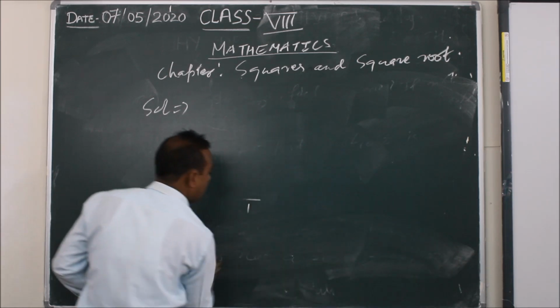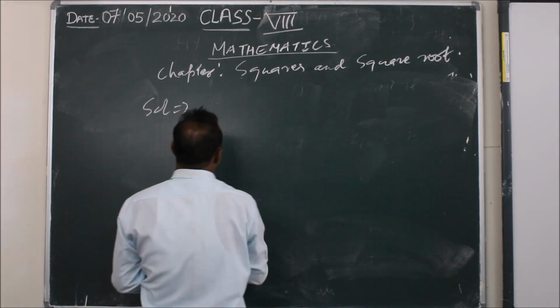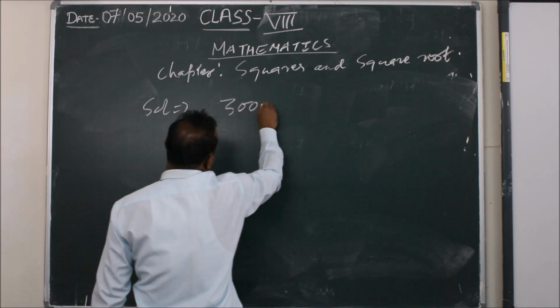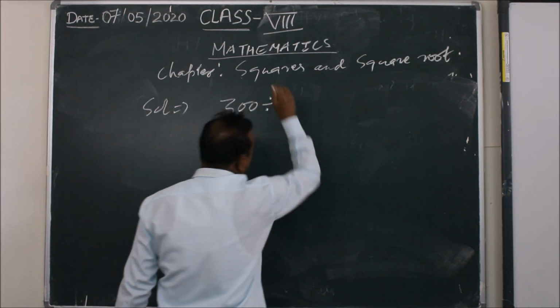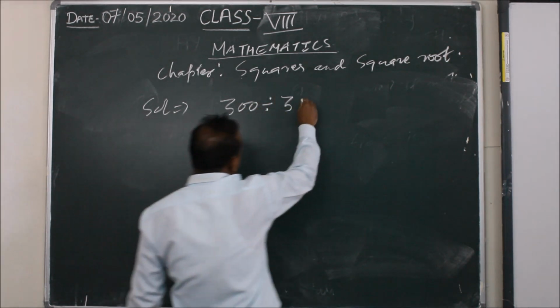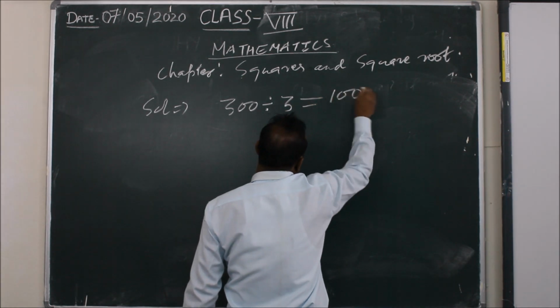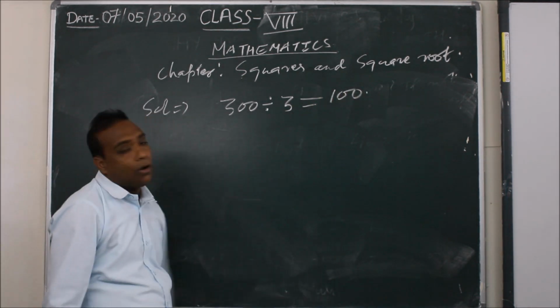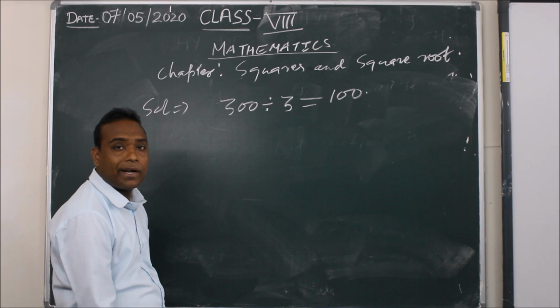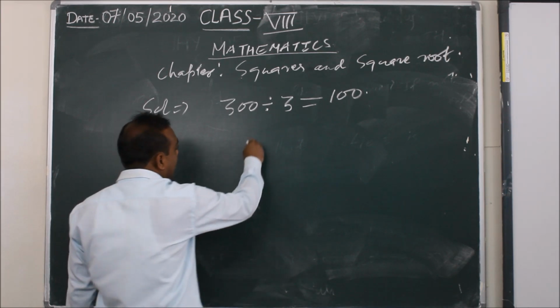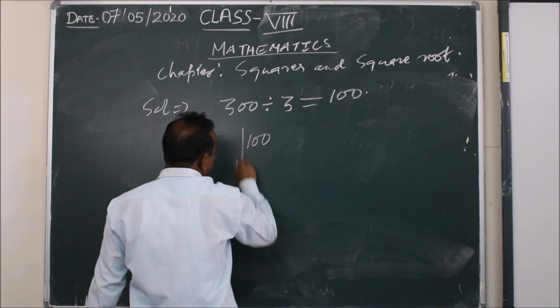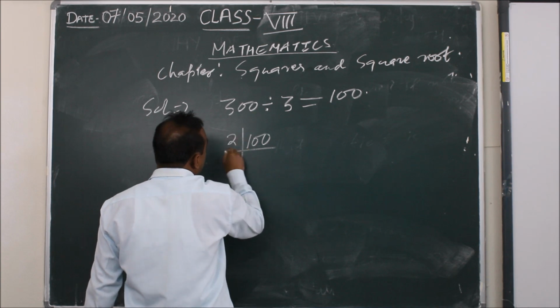Now we got 3 here. So you have to divide this 300 by 3. When you divide it, you will get 100, since 3 into 100 is 300. Now you have to check whether this 100 is a perfect square or not. So again, you have to factorize this. 100 you can divide by 2.